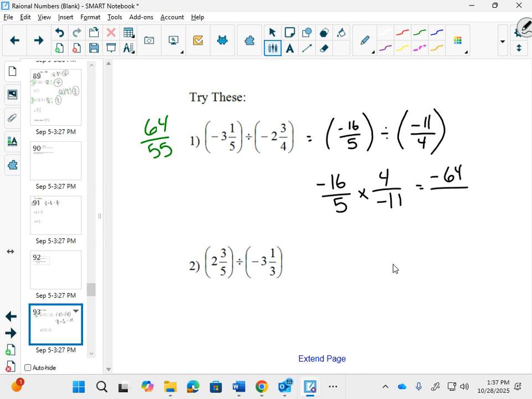Timesing by 11 is actually pretty easy. 55. And it's a negative 55. And what happens when you have a negative divided by a negative? Positive. It's positive. So this is the same as positive 64 over 55. Does that match up with what we wanted? Right, then we draw one of these.